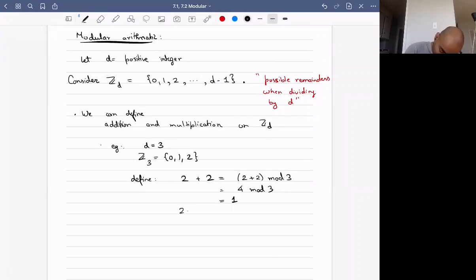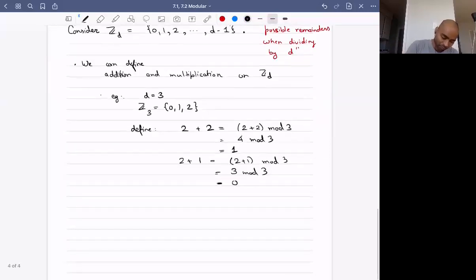In Z3, 2 plus 1 is 2 plus 1 mod 3, which is 3 mod 3. And when you try to divide 3 by 3, the remainder is 0. So 2 plus 1 is 0. And so on and so forth. Similarly, I can try to multiply things. So I get 2 times 2, let's say, is 4. But now I'll do it in mod 3, and then I'll again get 1. So I'm getting 2 times 2 is 1 mod 3. This is how modular arithmetic works. You can add and multiply things within ZD for any positive integer d.